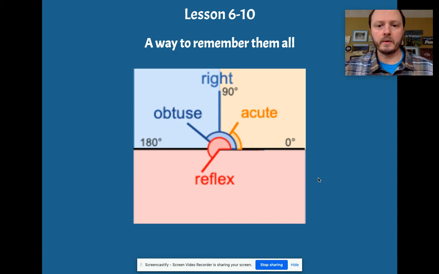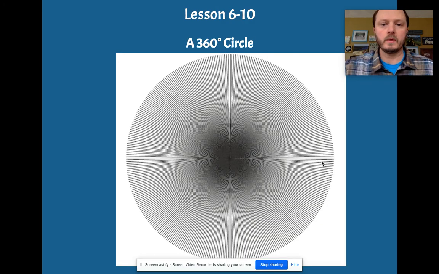And a way to remember them all, I like this picture here. We have acute, obtuse, and then reflex. Those angles, and then we have the right angle, and we don't have this written over here, but what would this be again? Yes, a straight angle. So this is just a nice little graphic to help us see the different size angles that we are working with today. Now, a 360-degree circle.